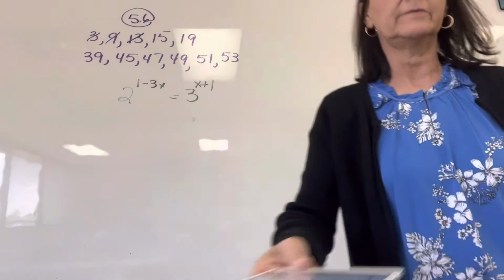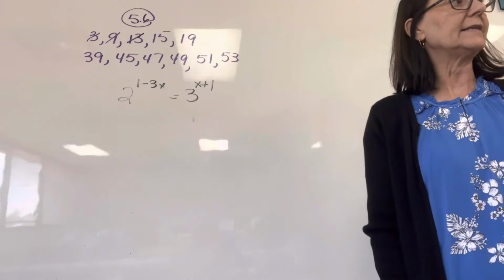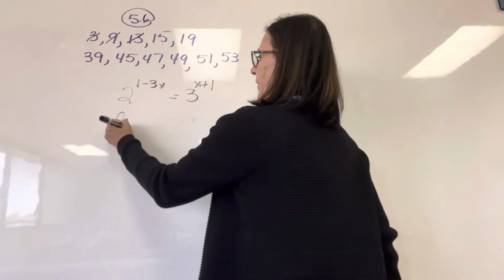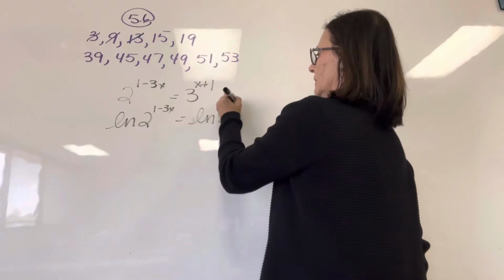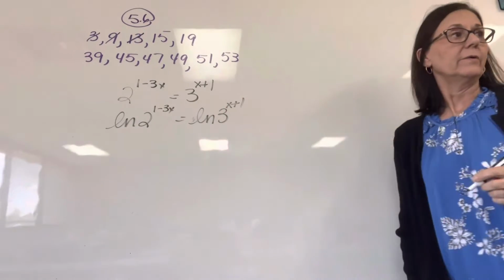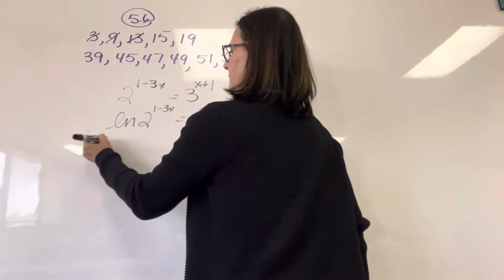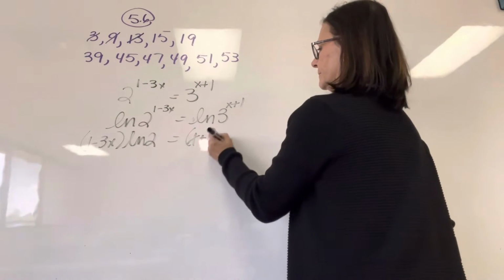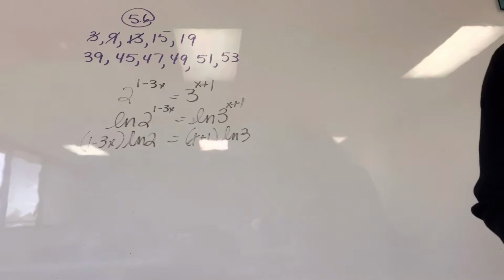What am I going to do? I'm taking the ln of both sides. Are you with me? Okay, I'm taking the ln of both sides. Now what do I do? Move the exponents down. All right, what do I do next? Distribute the ln's to both of those.